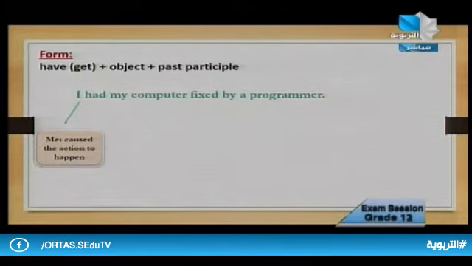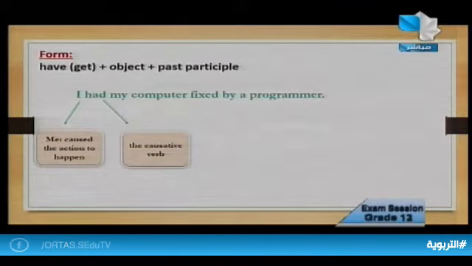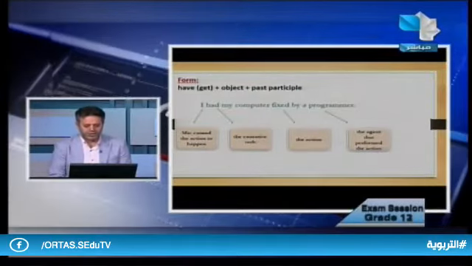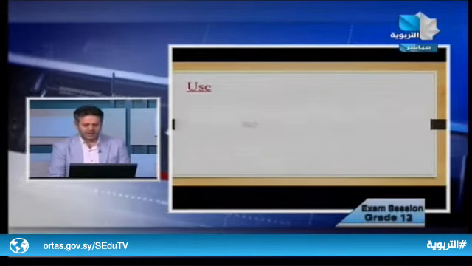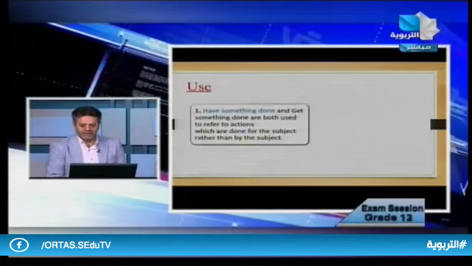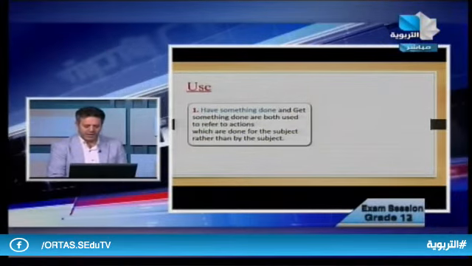The use of the causative: we use the causative, have something done and get something done, when we refer to actions which are done for the subject rather than by the subject. Example: I don't know how to repair cars, so I'm having mine repaired at the garage.